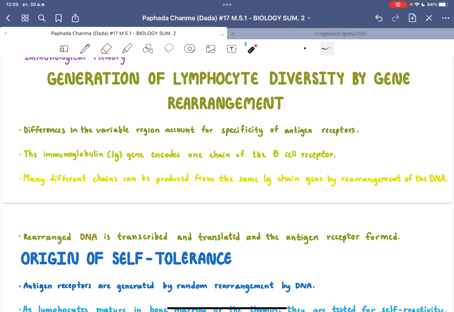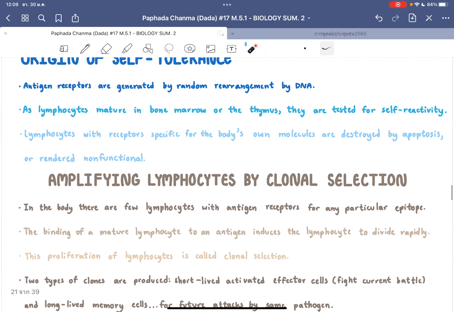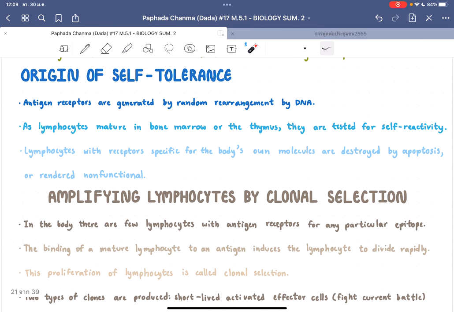the immunoglobulin or Ig. Genes encode the B cell receptor. Many different genes can be produced from the same Ig gene by rearrangement of the DNA. The rearranged DNA is transcribed and translated, and the antigen receptor is formed. Origins of self-tolerance. Antigen receptors are generated by random rearrangement of DNA. As lymphocytes mature in the bone marrow or thymus, they are tested for self-reactivity. Lymphocytes with receptors specific for the body's own molecules are destroyed by apoptosis or rendered non-functional.